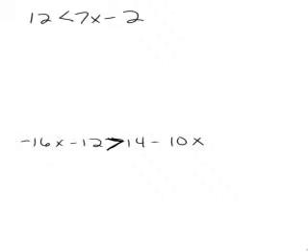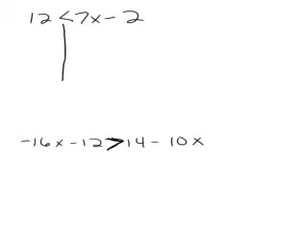I'd like to talk about solving inequalities. Now, an inequality is simply an equation that in place of the equal sign has one of the inequality symbols. In this case, I have the less than symbol in there instead of an equal sign. So I have 12 is less than 7x minus 2. I can still solve this just like I would a regular equation, pretending that that's an equal sign.